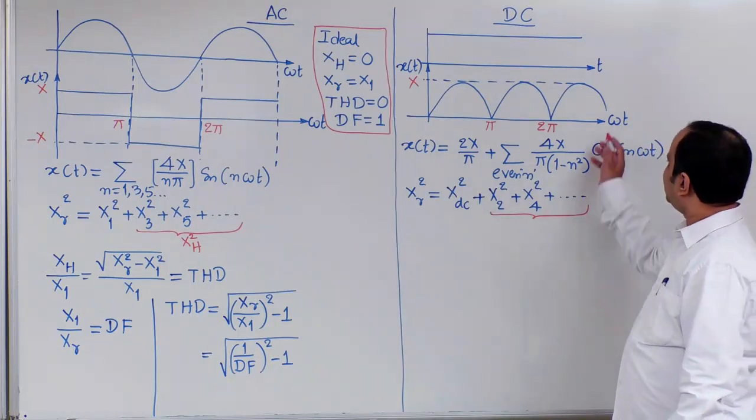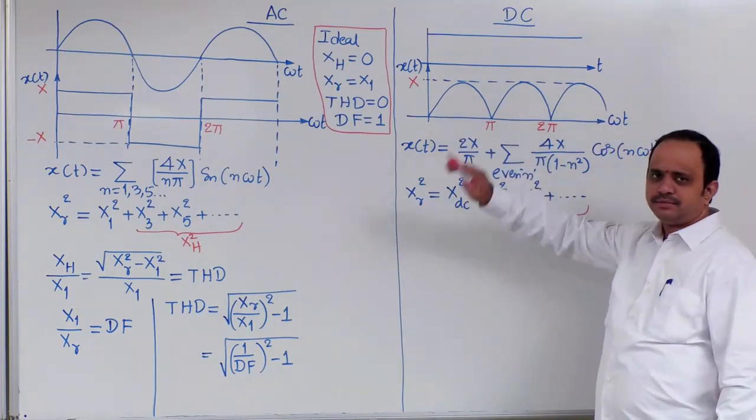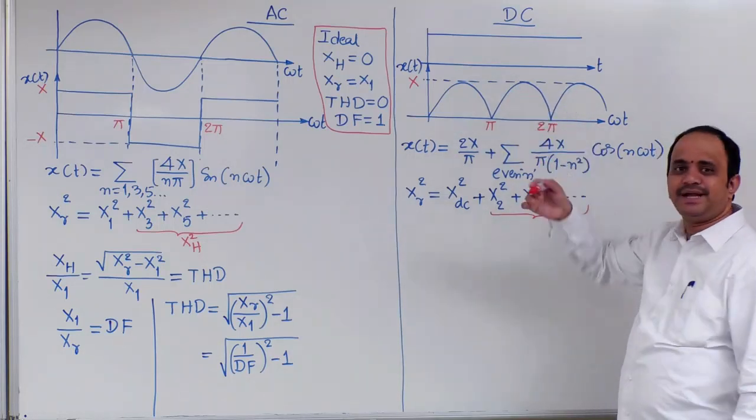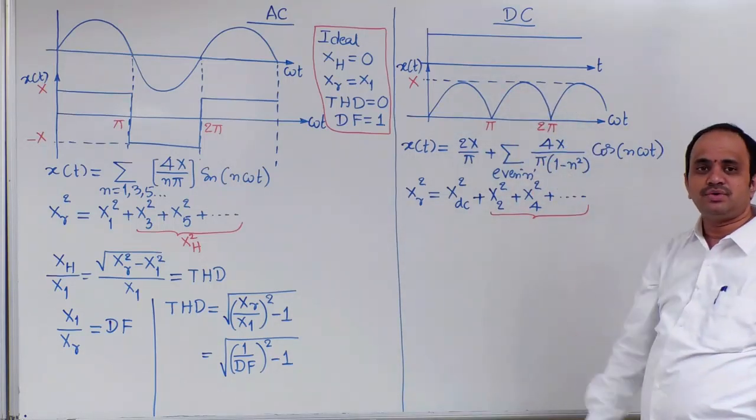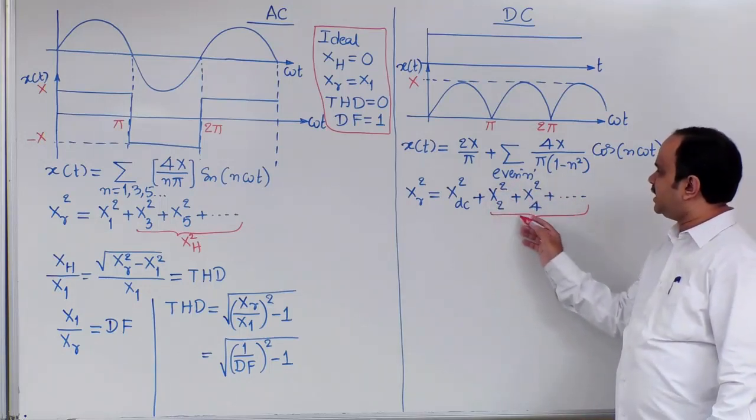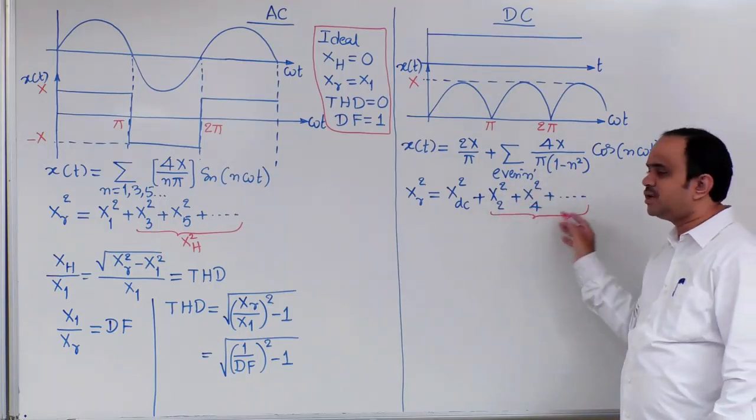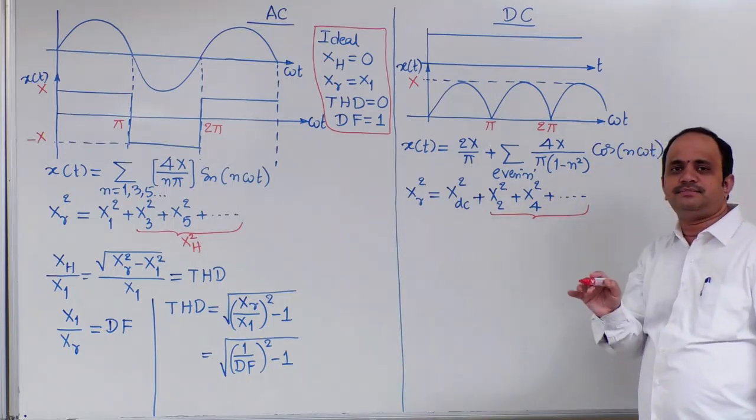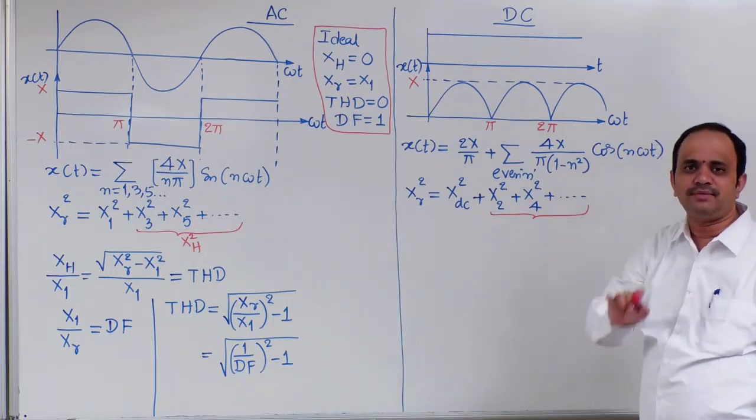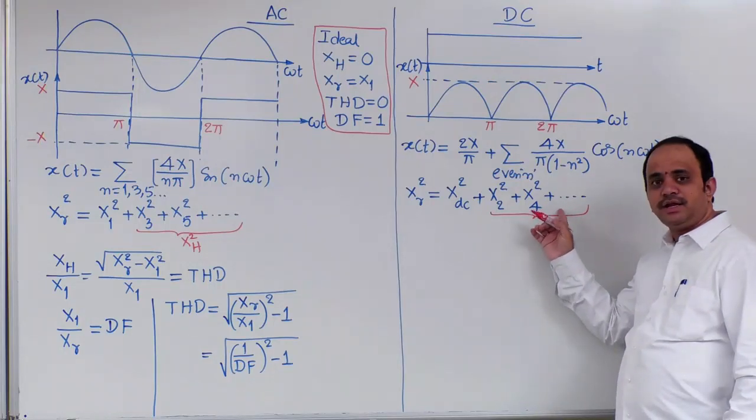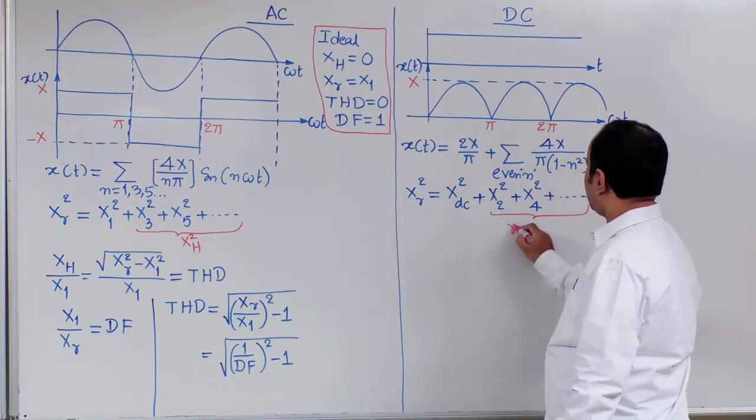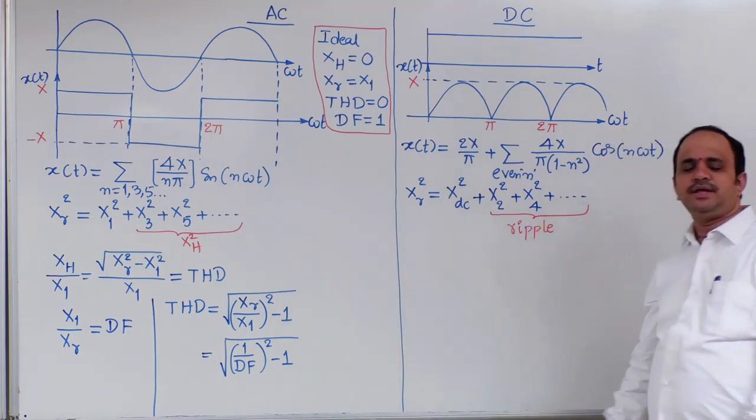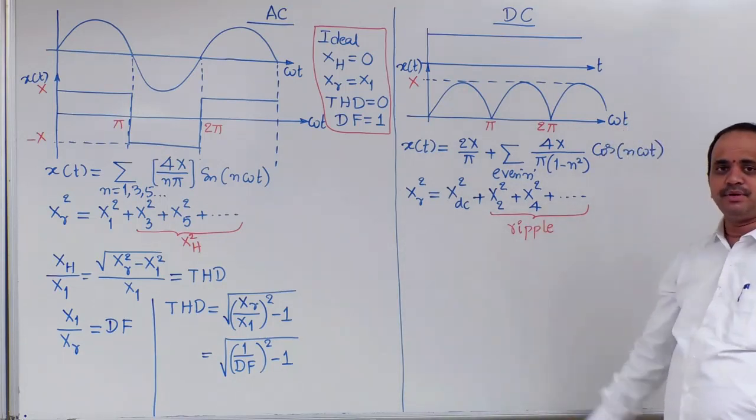Therefore, we can say the given function, of course it is a DC function, no doubt in that, but the given function contains AC component also. That is what harmonic. Follow carefully. AC content in DC waveform is called ripple.